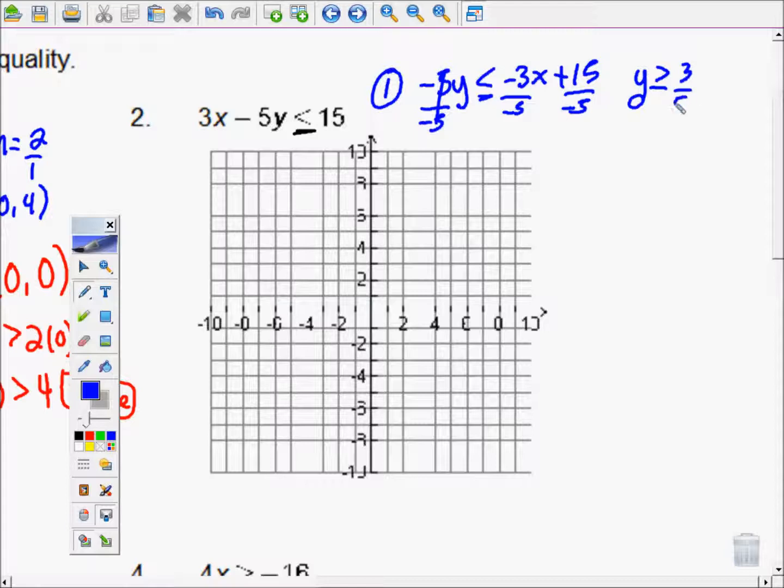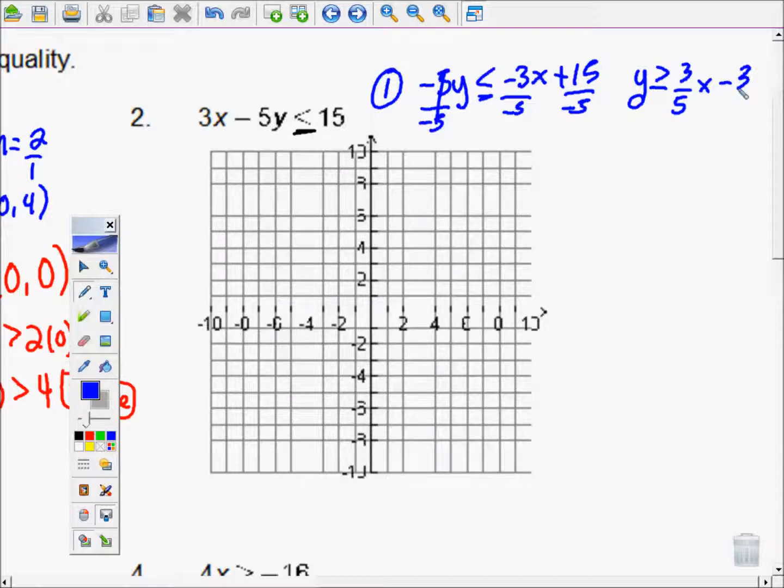negative 3 over 5 x. Why did the sign flip? When you multiply or divide by a negative, your inequality changes. Is it only a negative, or can you do positive too? Only a negative. That's why I only said negative. 15 divided by negative 5 is negative 3. A negative divided by a negative is a positive, so that's why we have a positive 3/5.